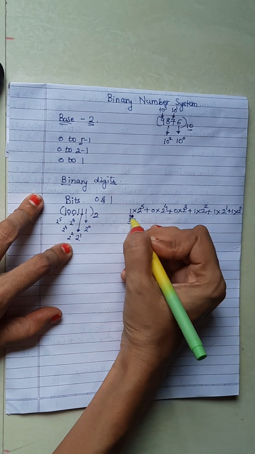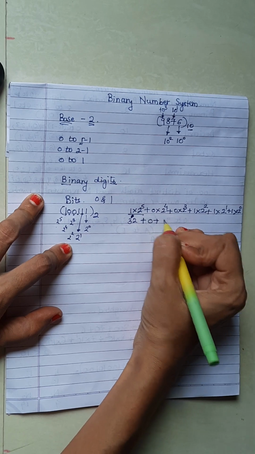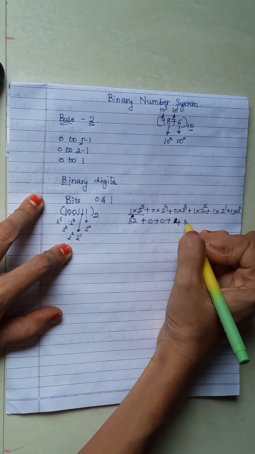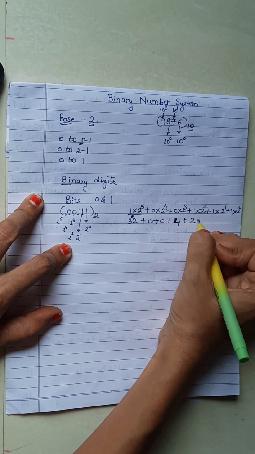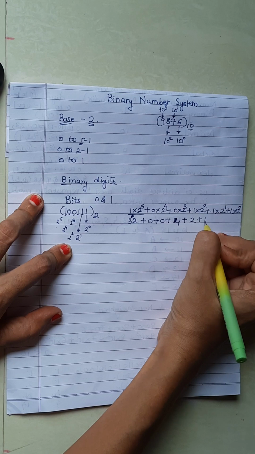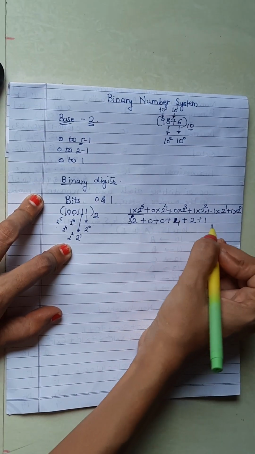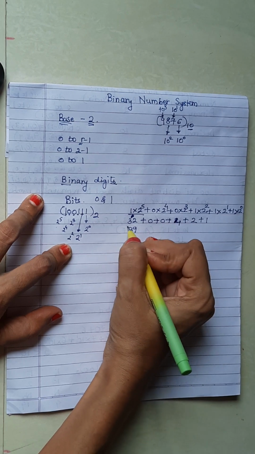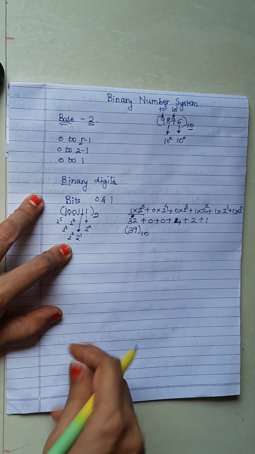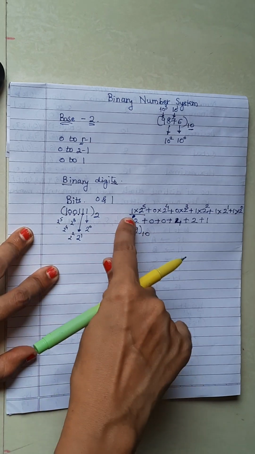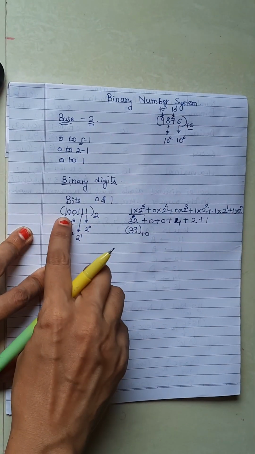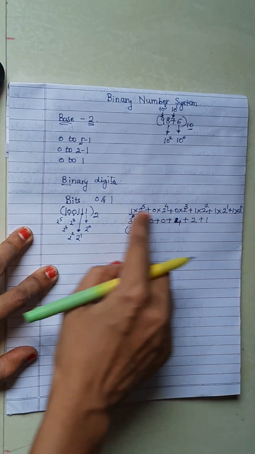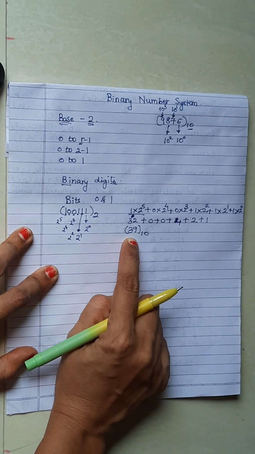Now if I solve this, I would get 32 for this, plus 0 plus 0 plus 2 raised to 2 is 4 plus 2 raised to 1 is 2 plus 2 raised to 0 is 1 into 1, 1. So this would give me 6 plus 1, 7, and plus 32, 39. So this would be 39 in decimal. So had I to convert a binary number into decimal, I have to simply multiply each of these bits with the corresponding weight and sum it up. I would get the corresponding decimal number.